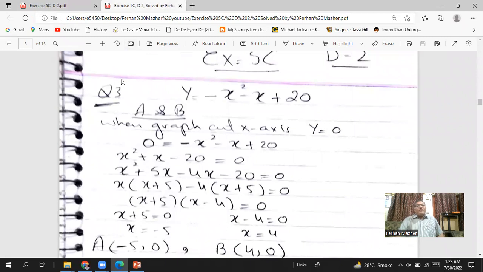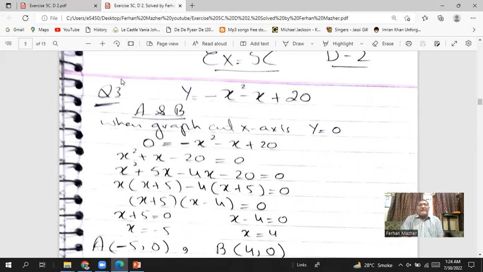Okay, so y equals -x squared minus x plus 20. If you want to find the values of A and B, when the graph cuts the x-axis, y should be 0. So in that equation, in the place of y, I will put 0. So you will have 0 equals -x squared minus x plus 20. Bring all of them to the left side. So it will become x squared plus x minus 20 equals 0. So I will multiply the extreme terms. I'm going to try the middle term breaking.